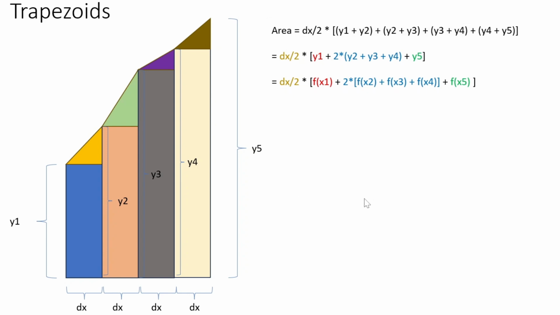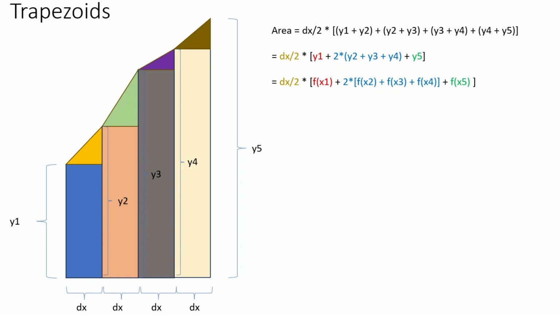It's quite evident that some of the terms are getting repeated because some sides are getting counted twice. For example, y2 appears here and y2 also appears here. Similarly, y3 appears here and y3 also appears here. And y4 appears here and y4 also appears in this term. This is because one side of the trapezoid is common to adjacent trapezoids, so it's getting counted twice. For example, y2 comes into the calculation of this blue trapezoid, and it is also getting counted towards the area calculation of this reddish color trapezoid.